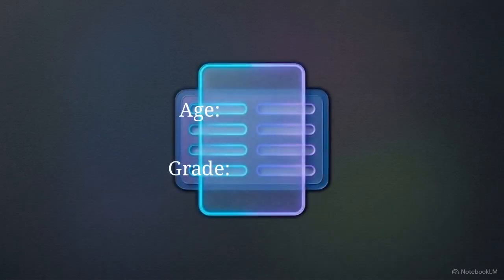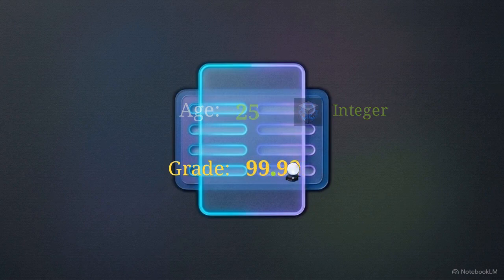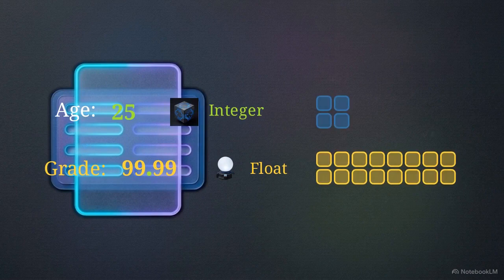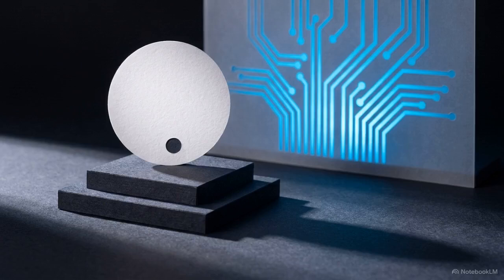Next, we have the age and grade fields. Python processes these 2 types of numbers differently. For the age slot, we use an integer, a solid whole number, perfect for counting distinct things. But look at the grade slot. Since grades need precision, like 99.99, we use a float. A float is simply any number containing a decimal point. Python keeps these separate because it has to set aside extra memory and use a different calculation method for decimals than it does for simple whole numbers. Adding that single decimal point changes how Python stores that number in its system.